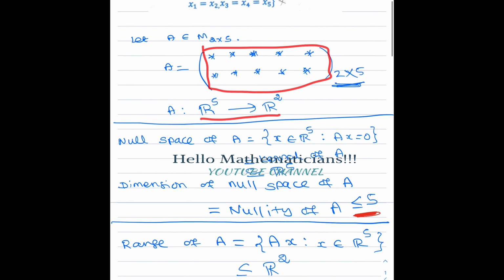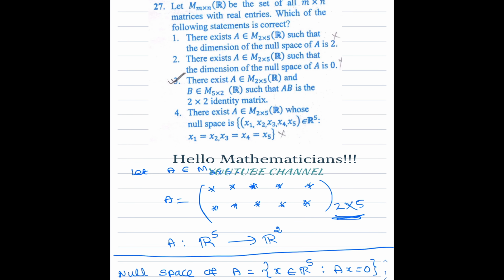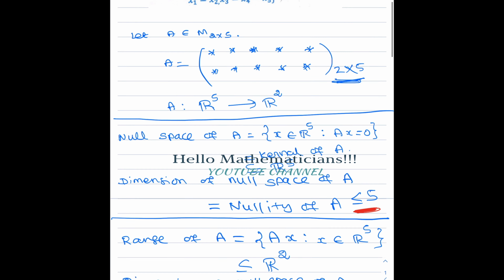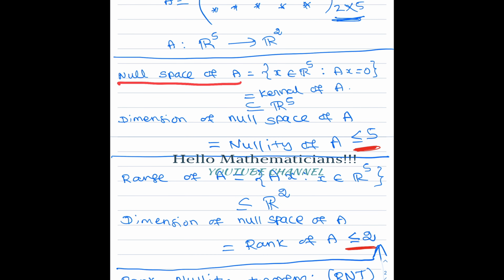Now we have understood a 2 by 5 matrix as a linear transformation from R power 5 to R square. Next, in all the options, they are talking about the null space. So let's recall what the null space is. What is the null space of a matrix A? For the linear transformation, R power 5 is the domain and R2 is the codomain. The null space is the set of all elements in the domain such that Ax equal to 0, that is, the set of all elements killed by the matrix A. Equivalently, this is the kernel of A. Therefore the null space of A is the kernel of the matrix A, or the kernel of the associated linear transformation.